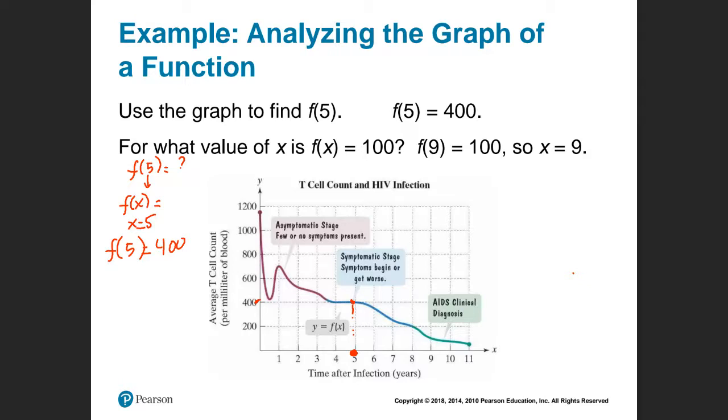Okay, so now the next one. For what value of x is f of x equal 100? Okay, so this one is y equal 100. Look at y equal 100 over here. Yeah, this is 100. Okay, so just go find. Here we go. So x equal 9. So f of 9 equal 100. They asked about x equal 9, so we got the answer. Okay.